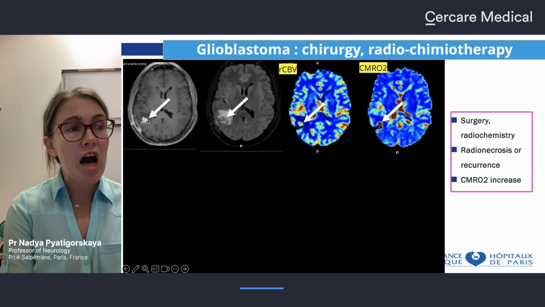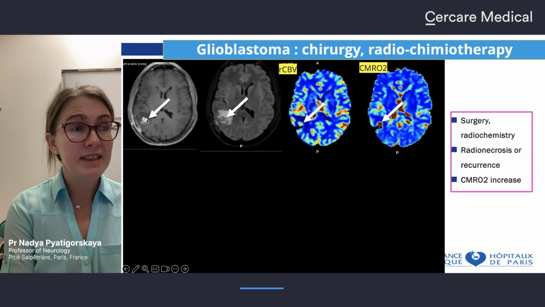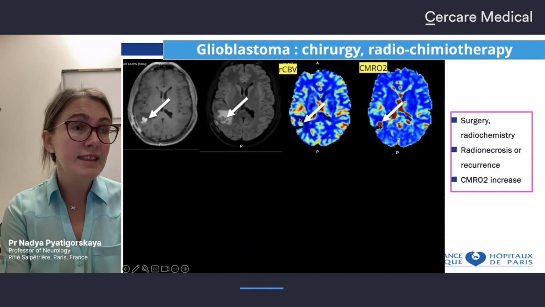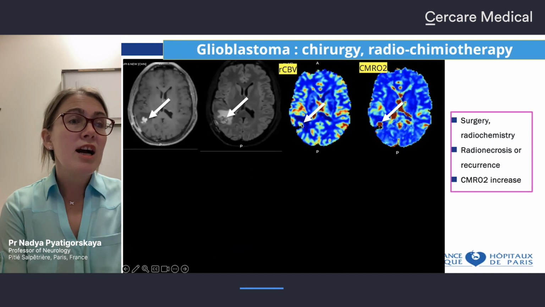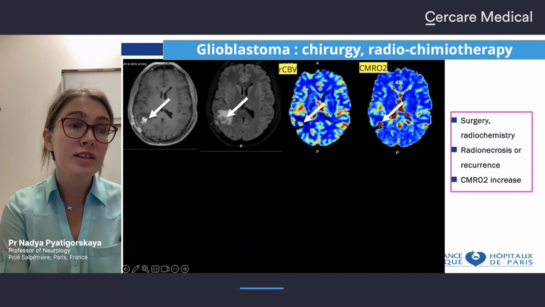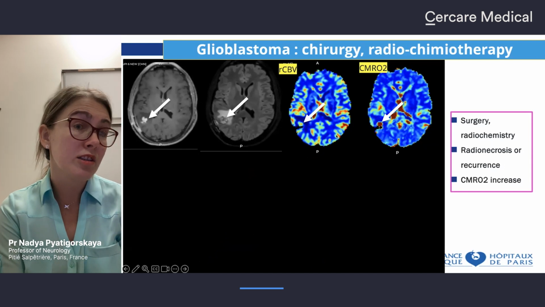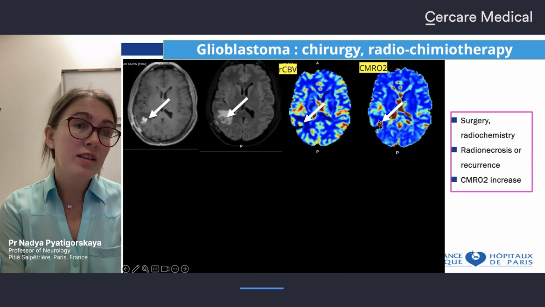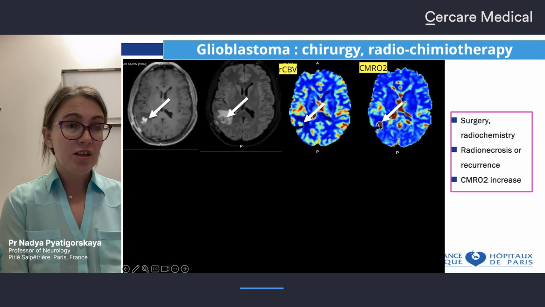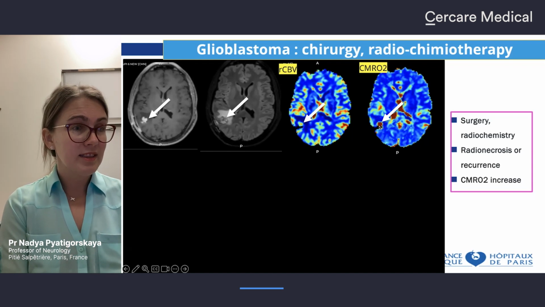So on this follow-up, we have some new contrast enhancement that appeared. On FLAIR, it's heterogeneous, and we don't know actually what it is. On an rCBV, we cannot really conclude because there might be some hyperperfusion, but actually it's very close to the cortex and it's not different from other cortical regions. But when we look on CMRO2, we see that there is a real increase in CMRO2. So we can suppose that this part of the lesion is a tumor recurrence.